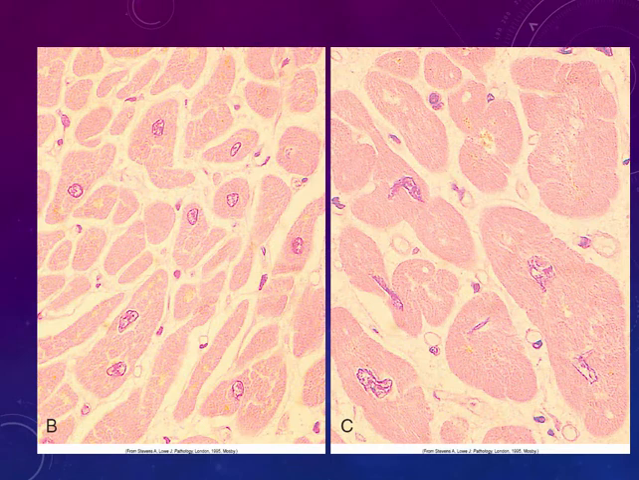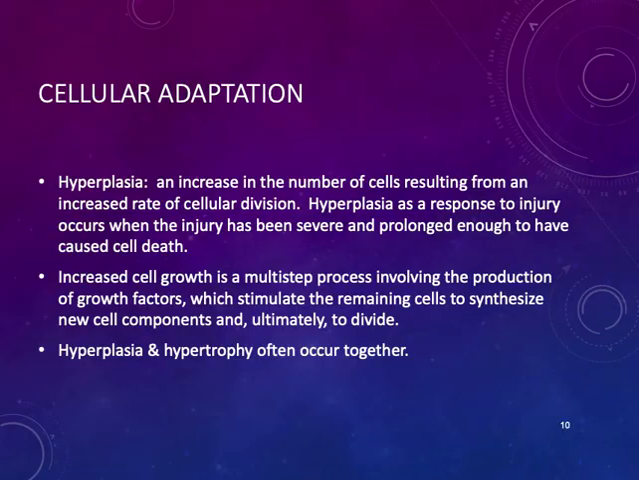This is a histology slide of an example of hypertrophy. Once again, you can just see the cardiac myocytes and how they're enlarged in comparison to normal. So next is hyperplasia. Hyperplasia means that there's an increase in the number of cells. So it's an increased rate of cellular division. Hyperplasia is a response to injury. It usually occurs when it's been severe enough or prolonged enough that they have to start reproducing more cells.